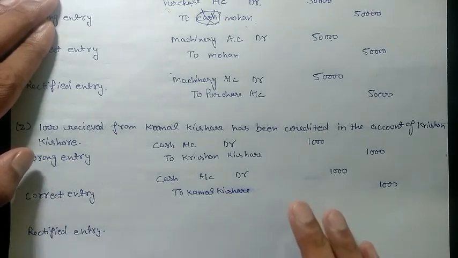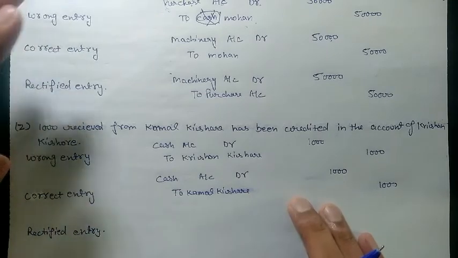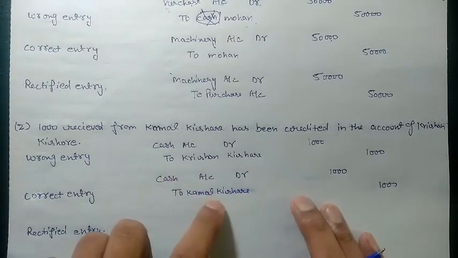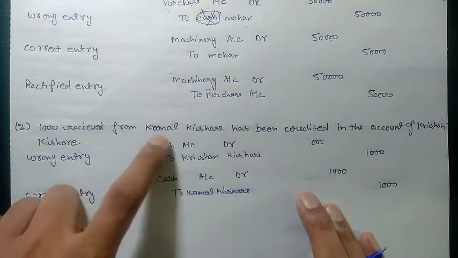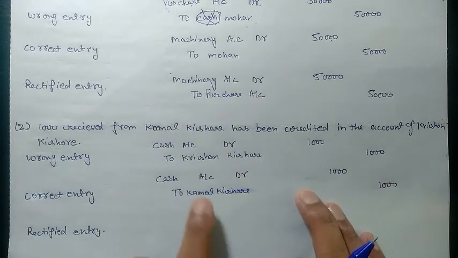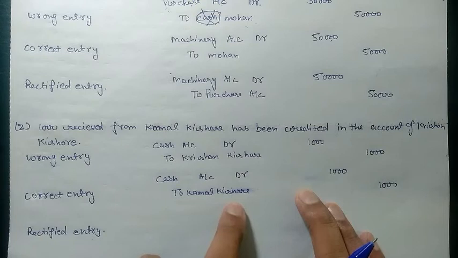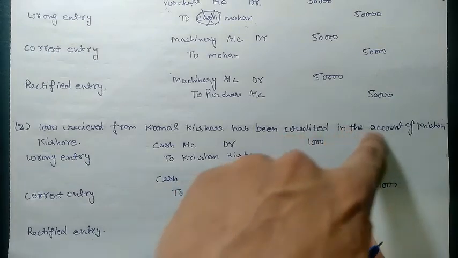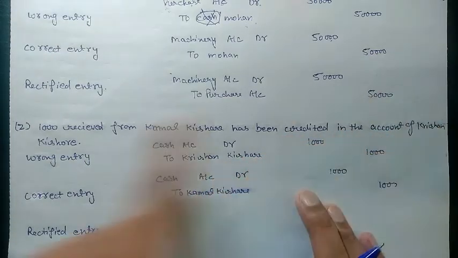So in this entry, first you need to make the correct entry. After that, find what wrong entry you have made, then you need to rectify that entry. First, the correct entry in this case would be cash account debit to Kamal Kishore, because we are receiving money from Kamal Kishore. So the entry would be cash account debit to Kamal Kishore. But now the wrong entry, that has been credited in the account of Krishan Kishore.